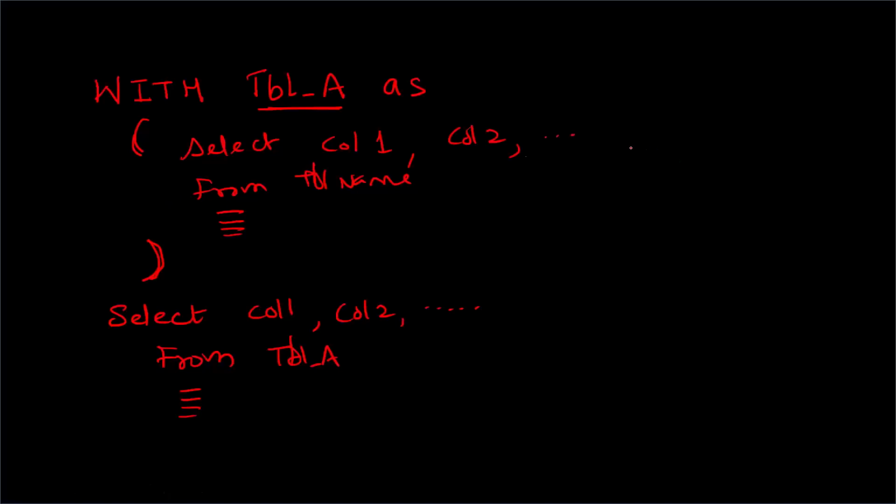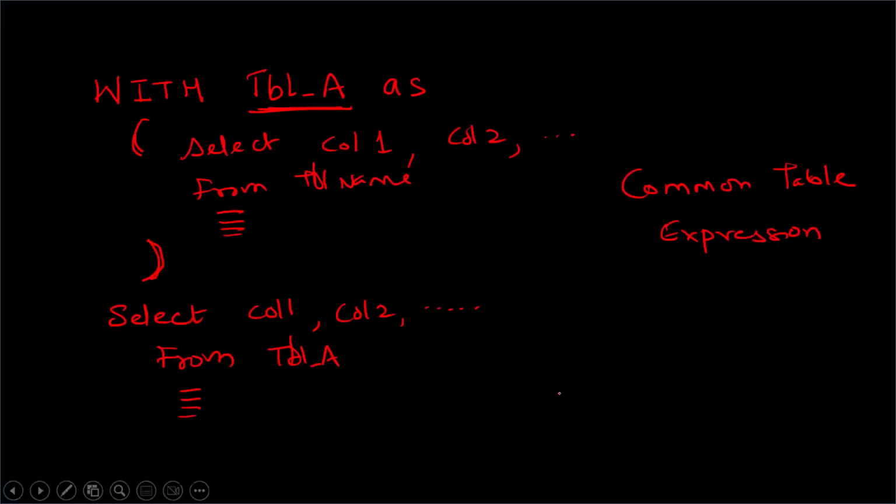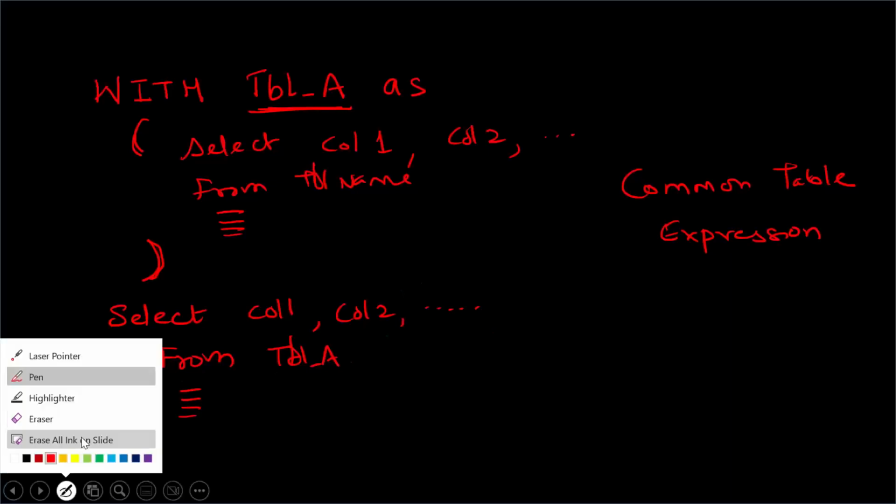Here we have written the query first and given it an alias. This approach is called common table expression. Then you may ask, what is the benefit of having common table expression over subquery? The benefit is, why do we require common table expression?